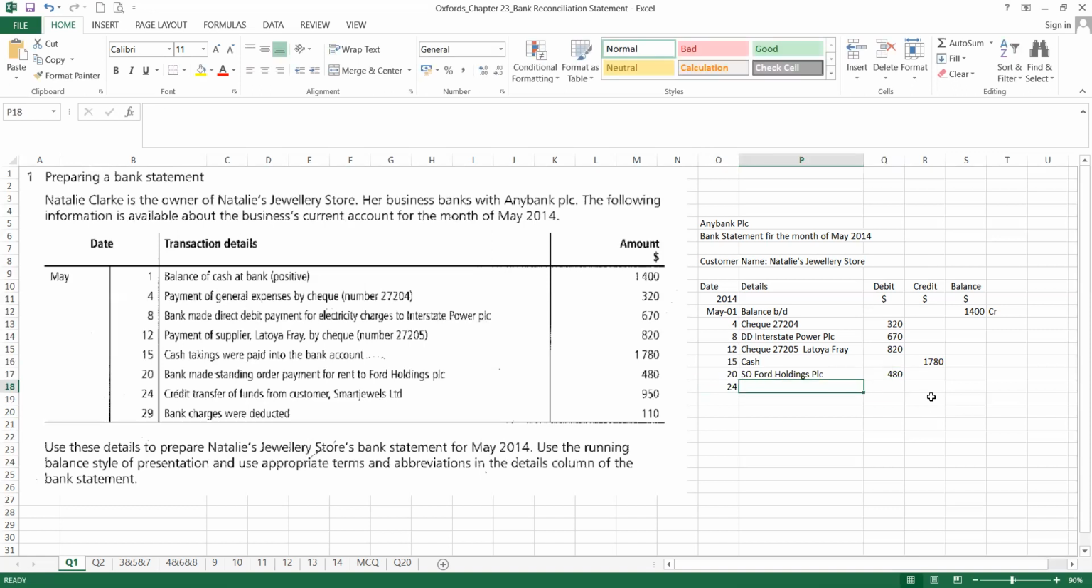On the 24th, credit transfer of funds from a customer. So credit transfer from who? From Smart Jewel Limited. Same thing, credit transfer means that we receive money from a customer, from Smart Jewel, on the credit side.